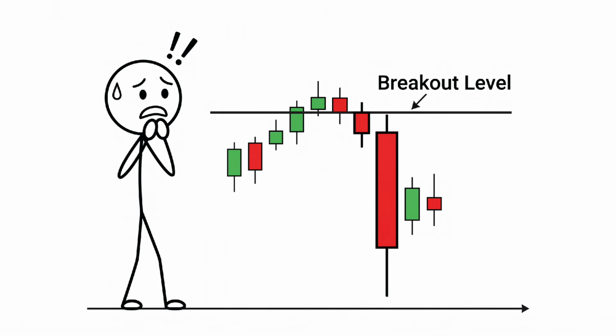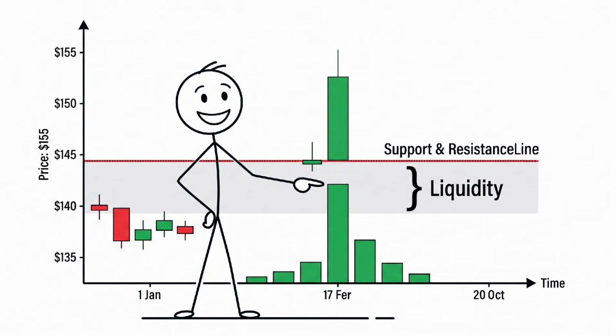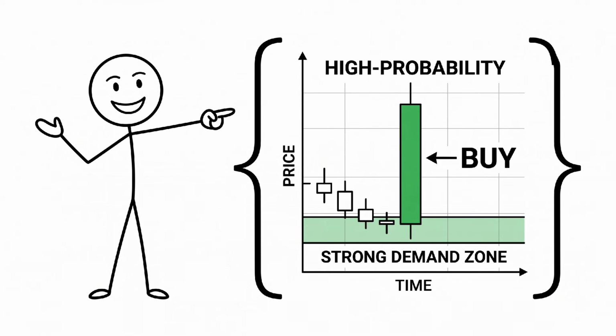Price breaks below support. Retail traders panic and sell. But shortly afterward, price moves right back above support. Volume is higher than normal. This suggests liquidity was collected below the support level. Weak hands have exited. Strong hands have built positions. This often creates a high probability buy zone.